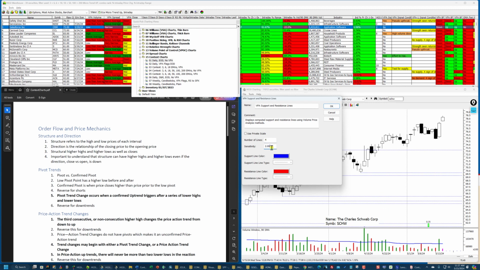So when there is a 2% change in the stock, the direction of the stock, based upon the zigzag indicator, a new trend line or support or resistance line will be drawn.